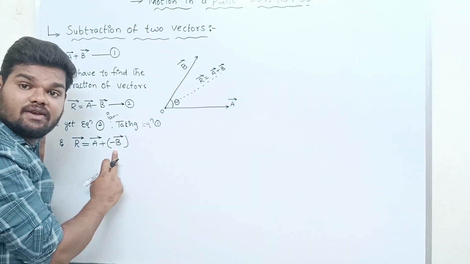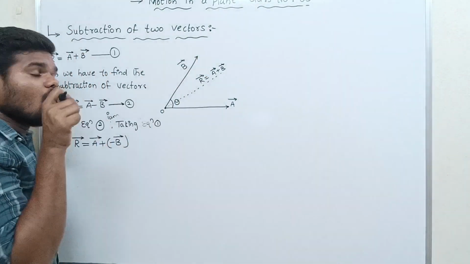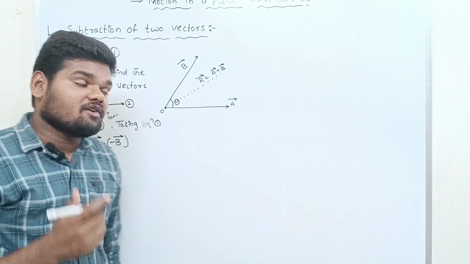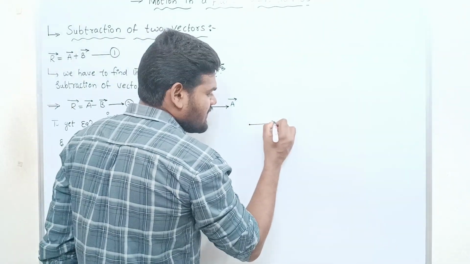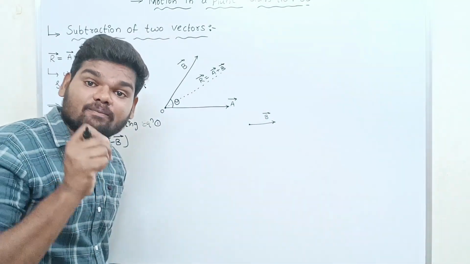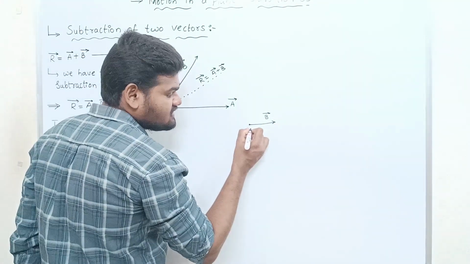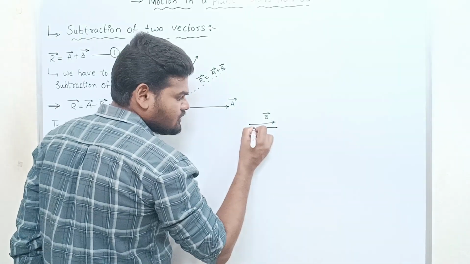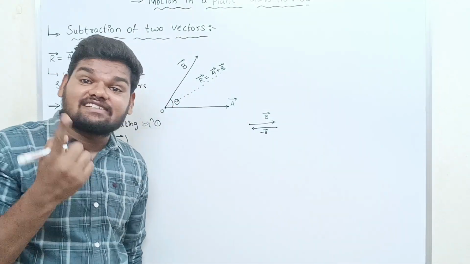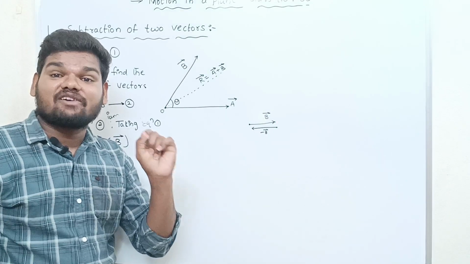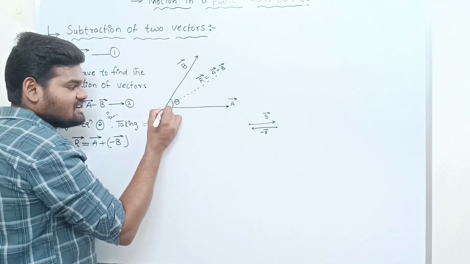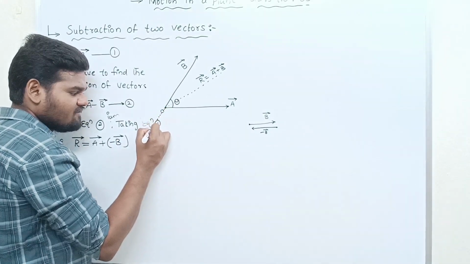So what is the meaning of minus b bar? Here we have a b bar vector. How will we get a minus b bar vector? From the definition of negative vector. What is the meaning of a negative vector? If two vectors have the same magnitude but opposite direction, such vectors are called opposite vectors or negative vectors. Have a look. This is a b bar vector. To get minus b bar, we just have to take a negative vector of b bar.